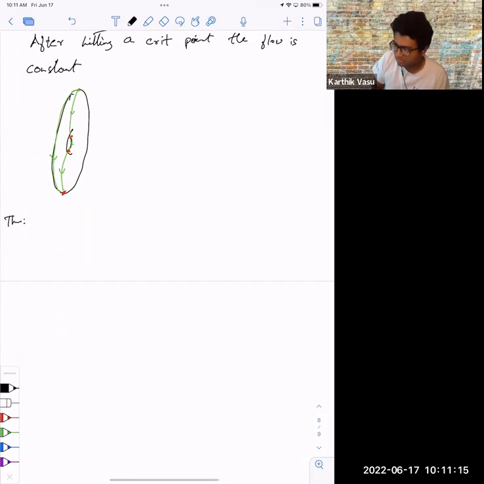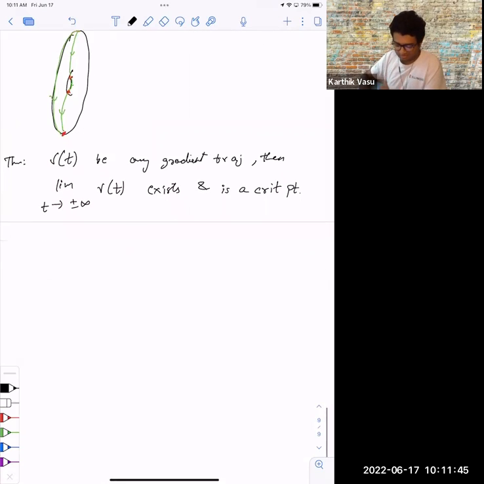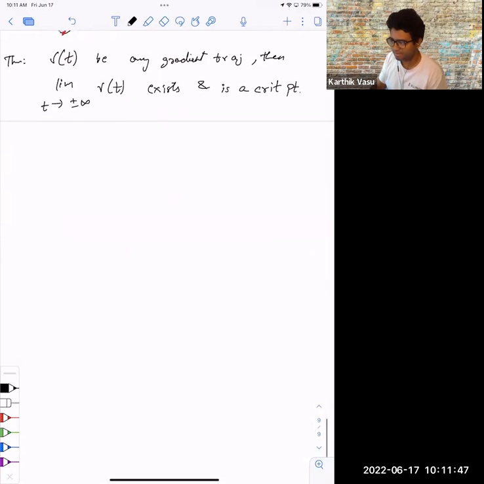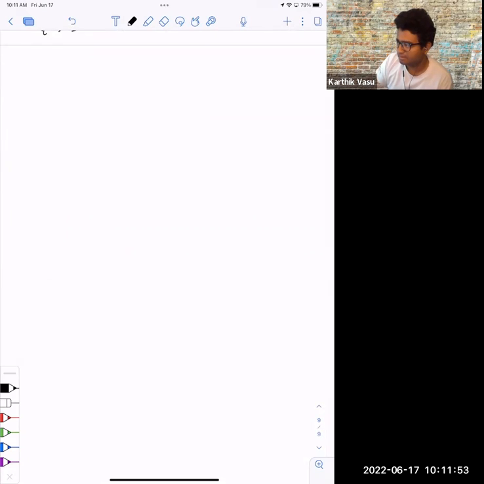The theorem is: let gamma of t be any gradient trajectory, then the limit as t goes to plus or minus infinity exists and is a critical point. So every gradient trajectory will end up going into a critical point. It will start and end always at critical points.